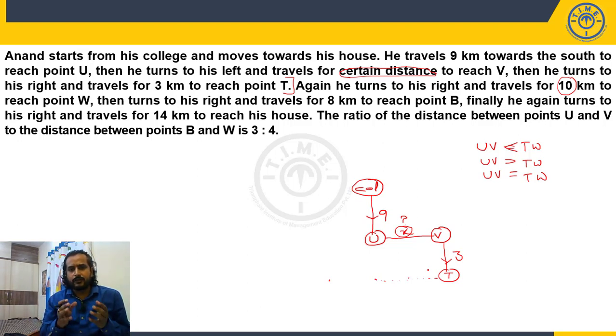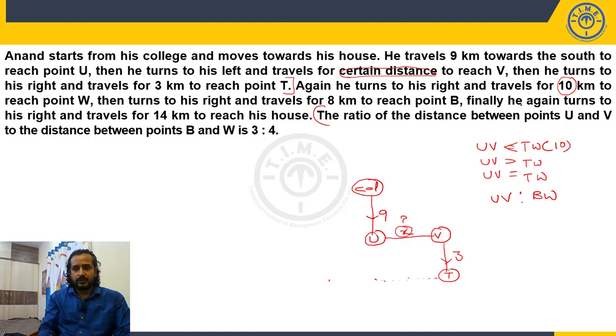So what I suggest is, before going to assumptions, scan the remaining information once. Have they given any clue to find the distance of UV? Let's scan the information. So turns right and travels 10 kilometers to reach point W. It means the TW distance is 10. Finally, he again turns right and travels 14 kilometers, again right side, to reach his house. And what is the next point given? The ratio of the distance between U and V to the distance between the points B and W.